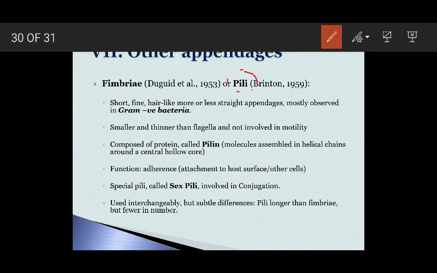Fimbriae or pili, they are short, fine hair-like, more or less straight appendages, and they are mostly observed in case of gram-negative bacteria. These fimbriae and pili are short, fine hair-like, straight or curved appendages. Sorry, more or less straight, and they are mostly observed in case of gram-negative bacteria.